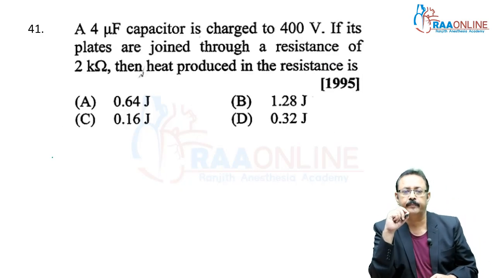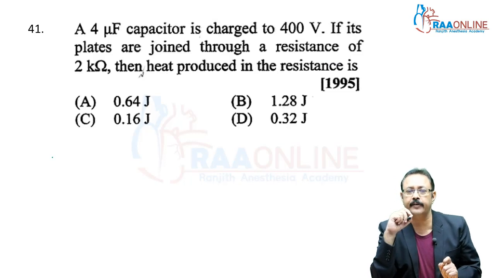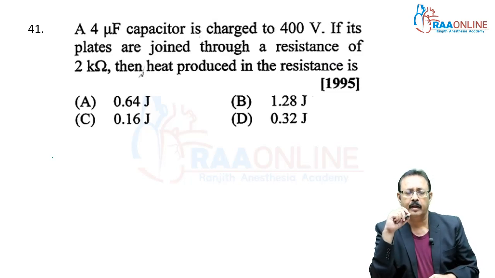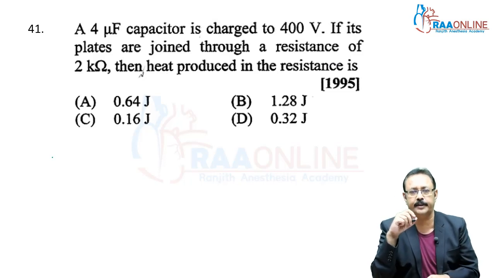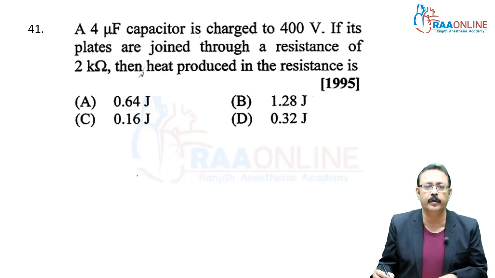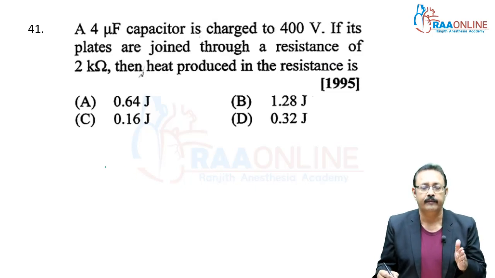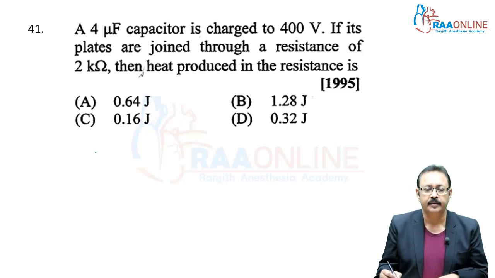Next, 41. It is from 1995 AIPMT. A 4 microfarad capacitor is charged to 400 volt. If its plates are joined through a resistance of 2 kilo ohm, then the heat produced in the resistance is what? The energy you stored in the capacitor will release in the form of heat energy. So basically we have to calculate what energy we have in our capacitor.